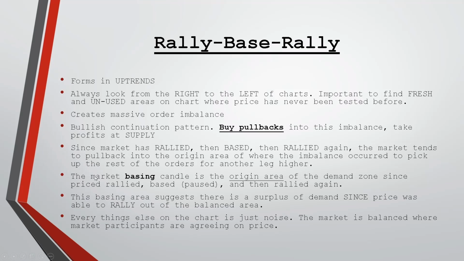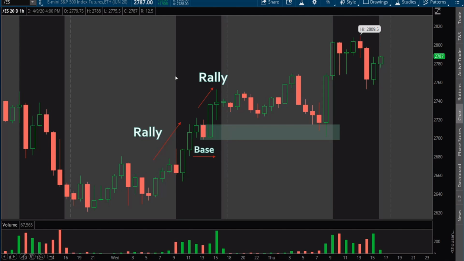So the market basing candle is the origin area of the demand zone, since the price rallied, based, and then rallied again. So the basing period is a balanced area, and that's where the origin of the demand zone sits. The basing area suggests there's a surplus of demand since price was able to rally out of the balanced area. Everything else on the chart is just noise, and the market is balanced where market participants are agreeing on price. So let me explain that really fast.